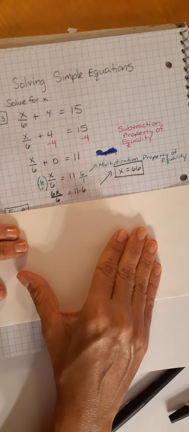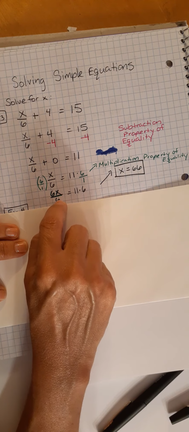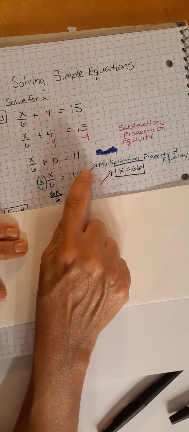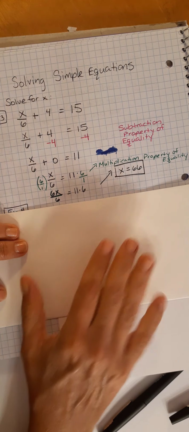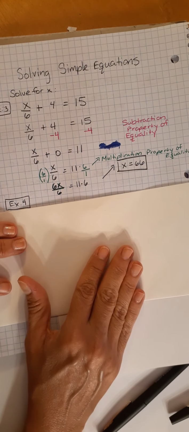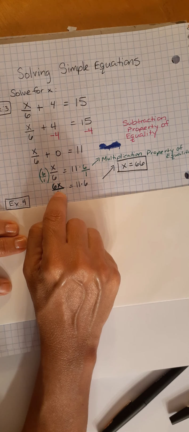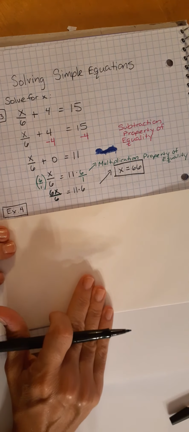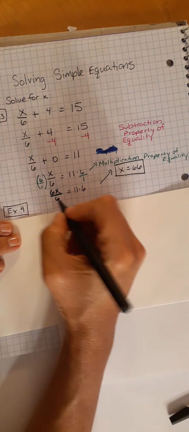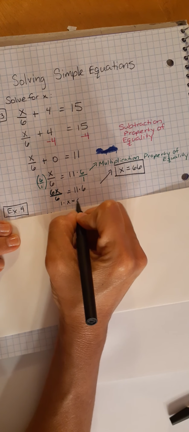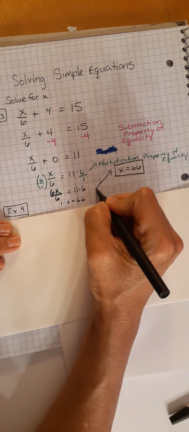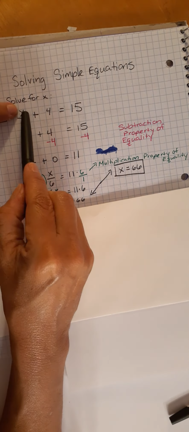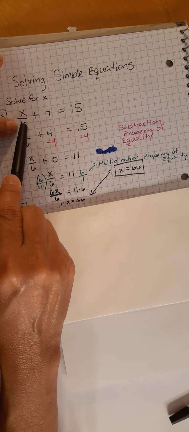Now that gives me 6x divided by 6. 6 times x, 1 times 6, equals 11 times 6. 6 divided by 1 is 6. 6 divided by 6 is 1. So this is 1 times x equals 66, which 1 times x is x equals 66. And if you want to check it, put it here. 66 divided by 6 plus 4.